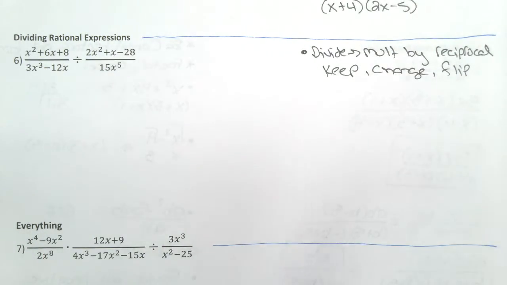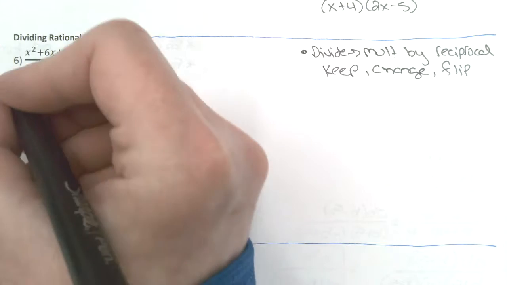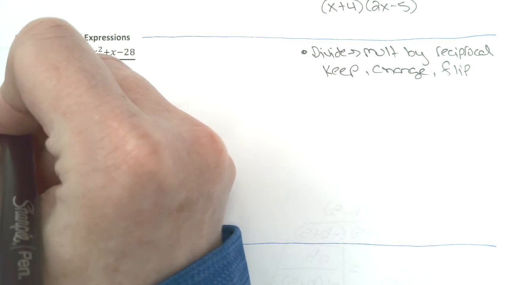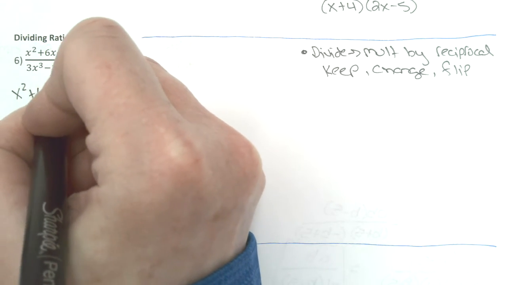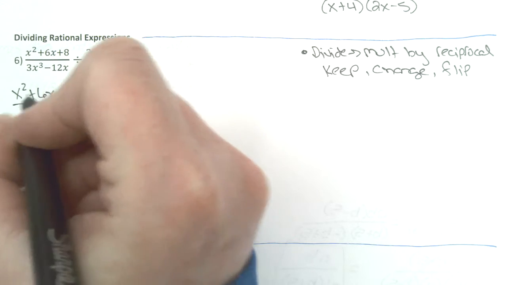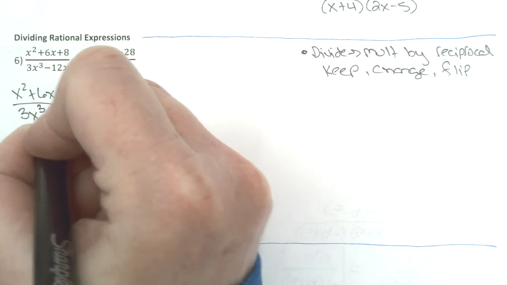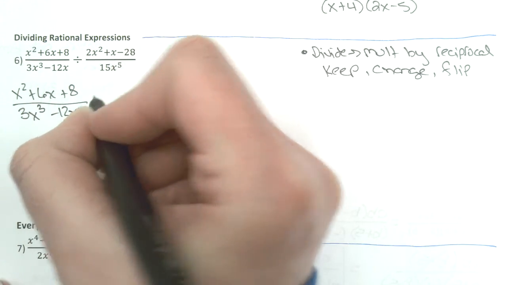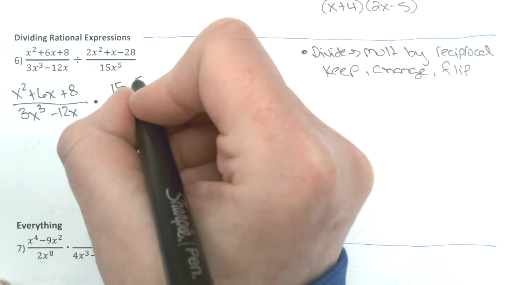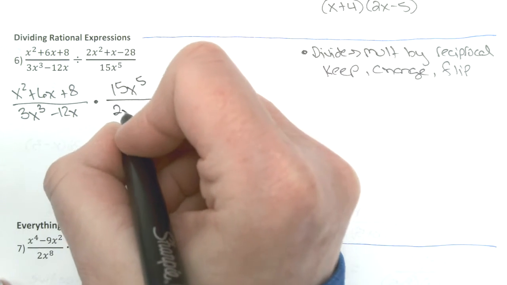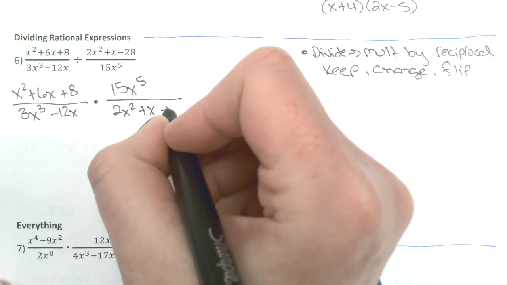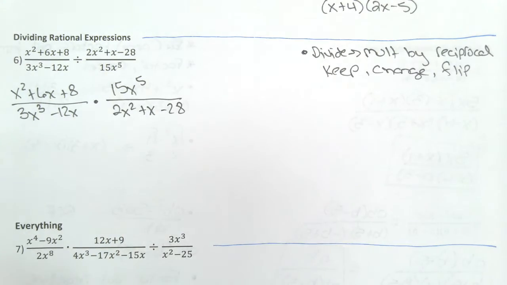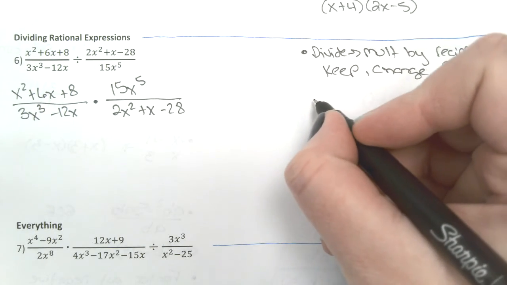So on this first one, let's just change it to multiplication before I do anything else. x squared plus 6x plus 8 over 3x cubed minus 12x times 15x to the 5th over 2x squared plus x minus 28. So once I did that one step and I turned it into a multiplication problem, now I'm going to do what I did on problem 5. Now I'm going to start factoring everything.